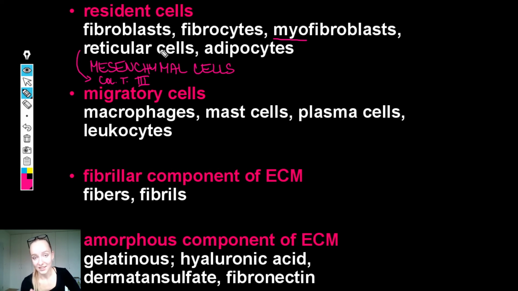So these were the resident cells or fixed cells, which stay in the proper connective tissue. And then we have the migratory cells, which are derived from the bone marrow. They originate in the bone marrow. And we have macrophages, which are made of monocytes, mast cells, and plasma cells, which are effector cells of B lymphocytes. Plasma cells produce immunoglobulins, and also some leukocytes and lymphocytes can be found in the connective tissue. Normal granulocytes and lymphocytes, you can find almost everything in proper connective tissue.